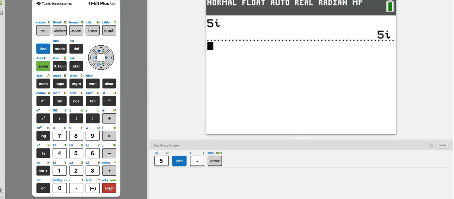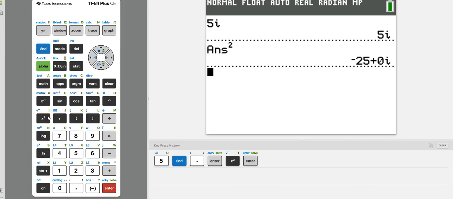But here's where we can do some magic. You can square that number. So once you've pressed enter, hit the square key. What should I get when I square this? Anyone? Negative 25. And there you go. In fact, they put it in nice complex form. It did negative 25 plus 0i. And that's fine. 0i is just 0. Plus negative 25 is still negative 25. So, wow, it works.